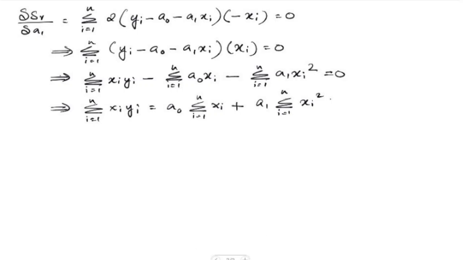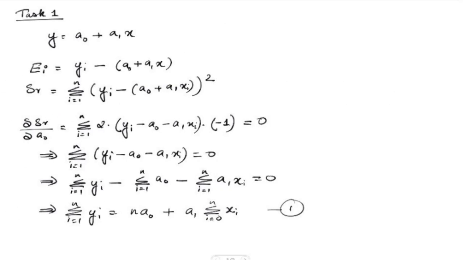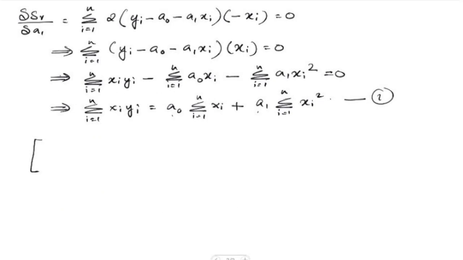Okay, now these two equations, equation 1 and equation 2, we can write in matrix form, in the form Ax = b. So we'll have here the terms of a0 and a1 of both of them, only the terms without the variables, or without the constants a0 and a1.